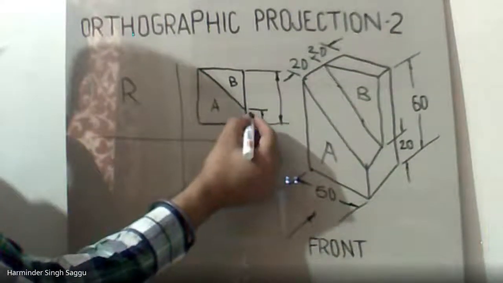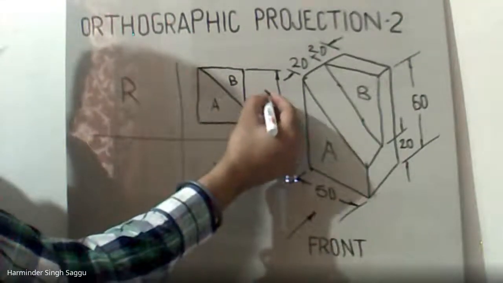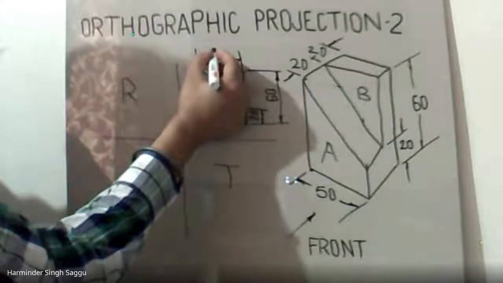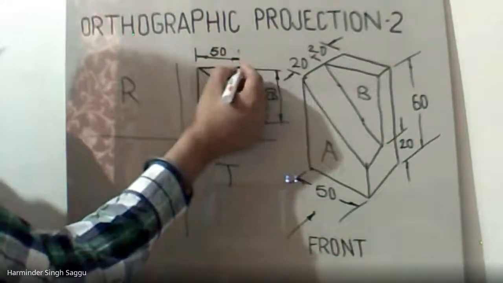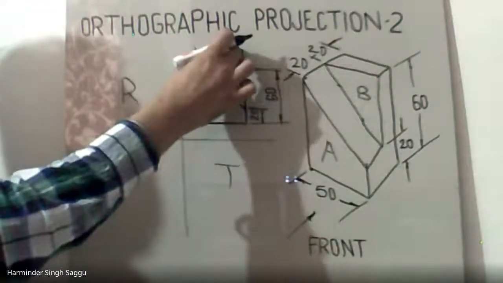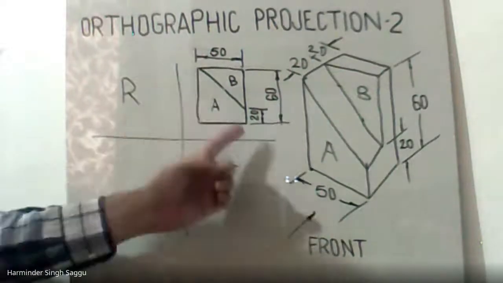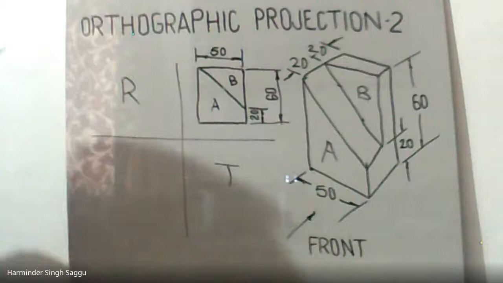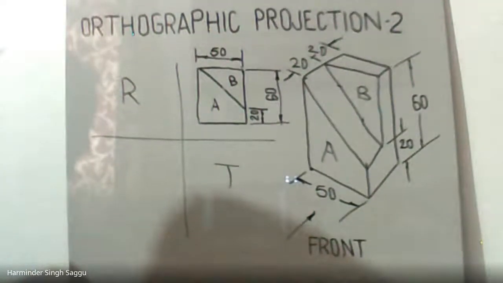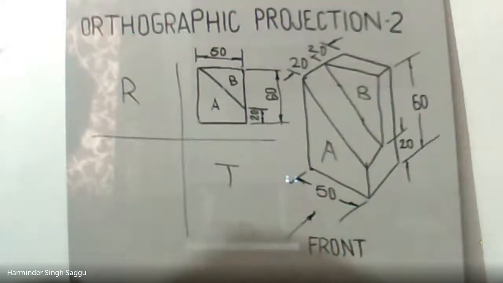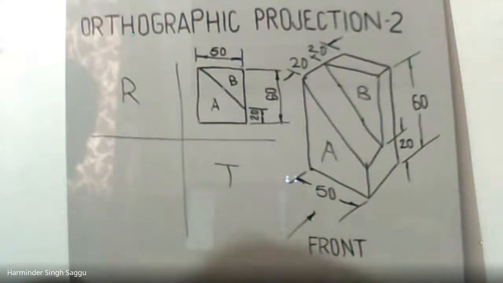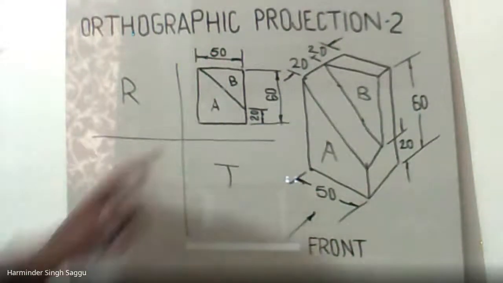This is 20, this is 60, and this as 50. This is its front: 50, 60, and an inclined line which is above its base from this corner by 20 mm. It is given. Right, so this is its front view. Any doubt in its front view, you can write in the chat box. Any doubt? Right, so this is its front view.